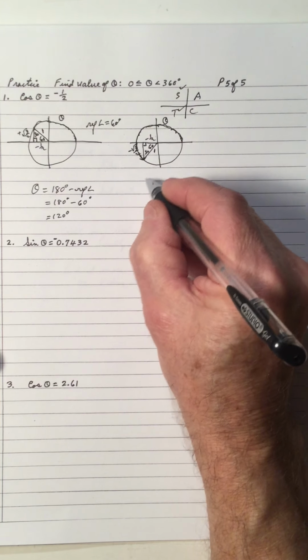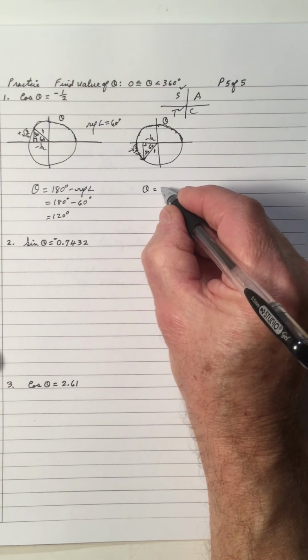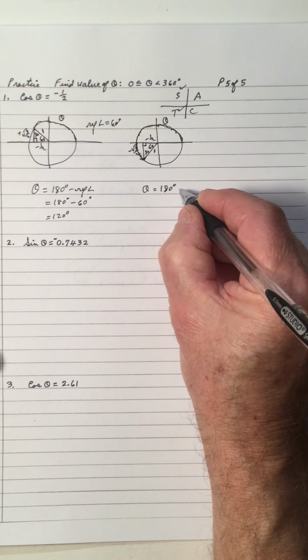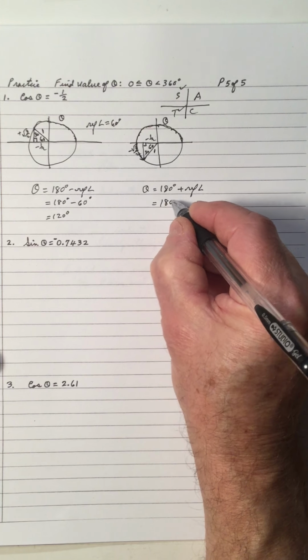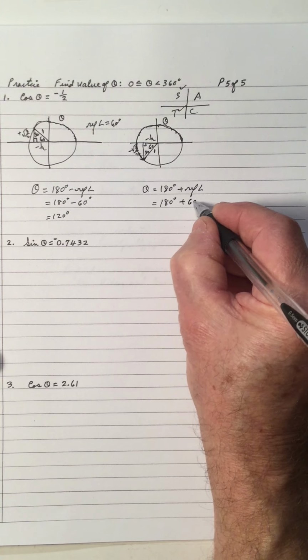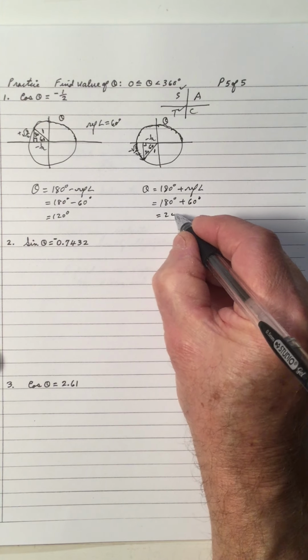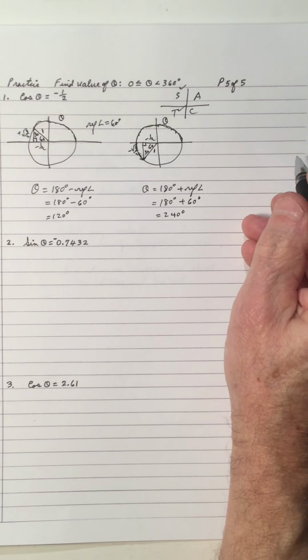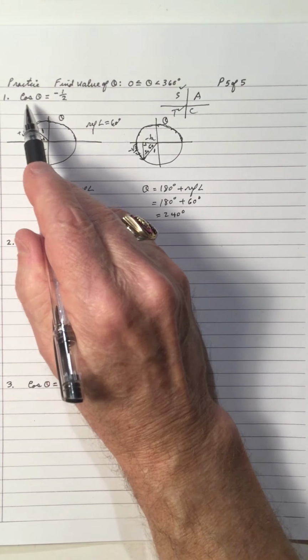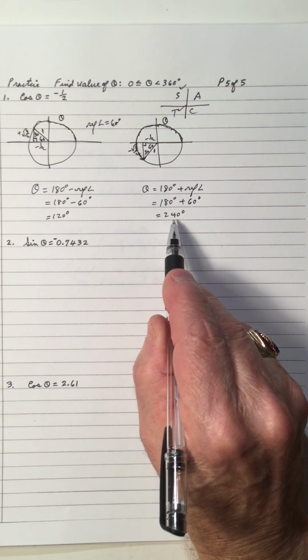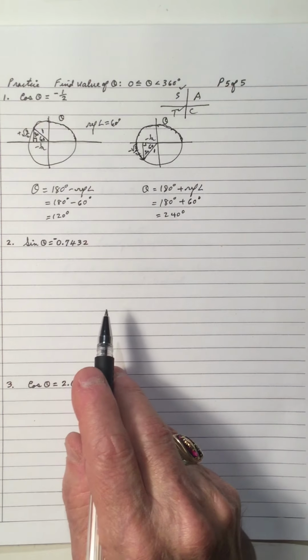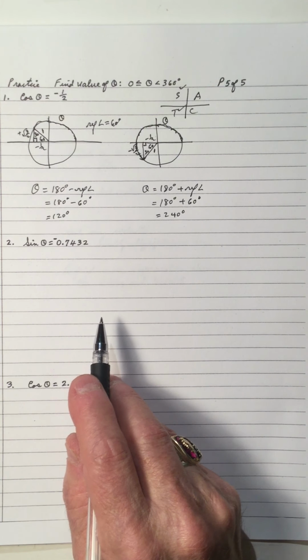And in the third quadrant, theta is 180 plus the reference angle. We practiced that in the previous video. Reference angle is 60, so it's 240. And again, check your calculator. Cos 120 should give you a negative 0.5. The cos of 240 should give you a negative 0.5 if you're correct.